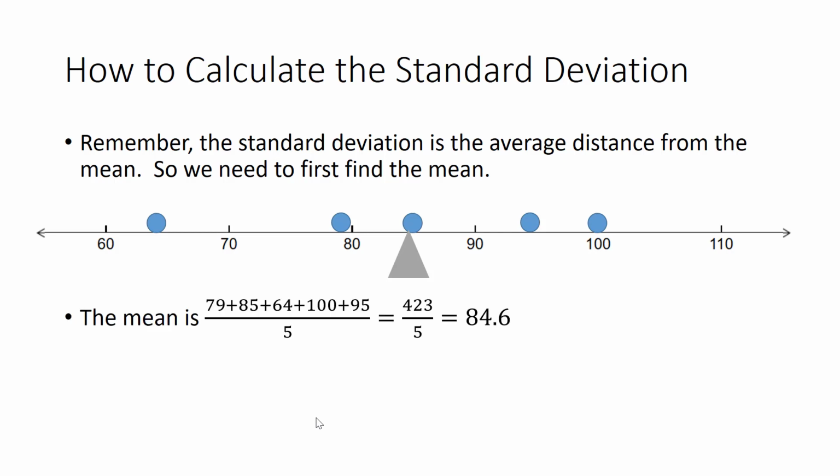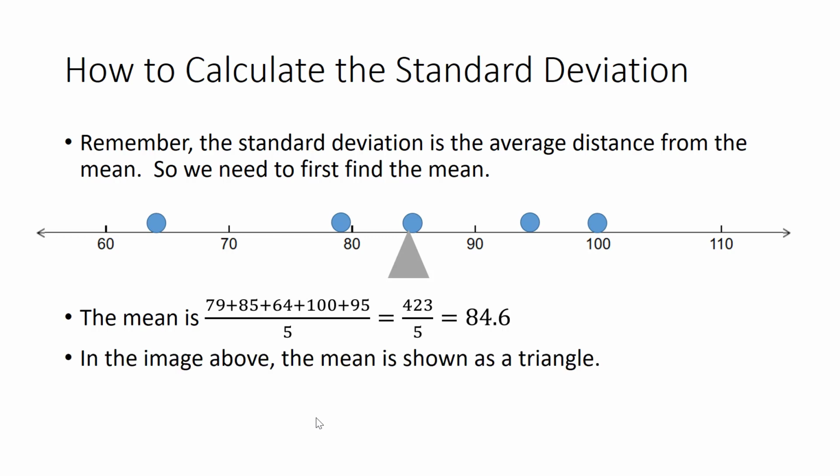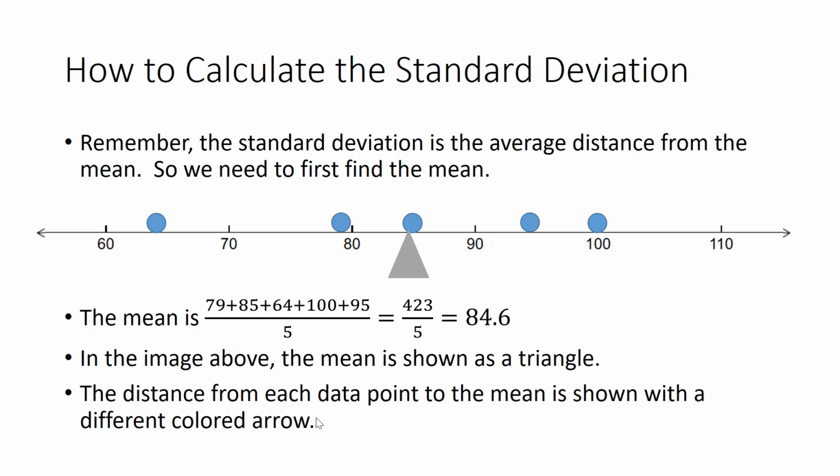Remember, to find the mean, we add up all of our data points and divide by the number of data points we have, in this case 5. So we find that the mean of our set of data is 84.6. In the image above, the mean is shown as a triangle. The distance from each data point to the mean will be shown with a different colored arrow.